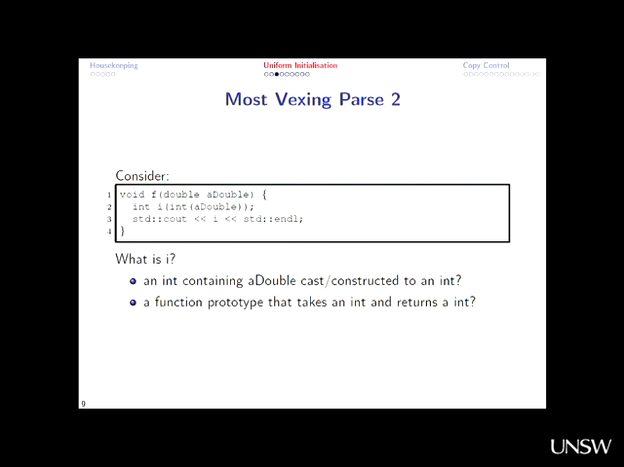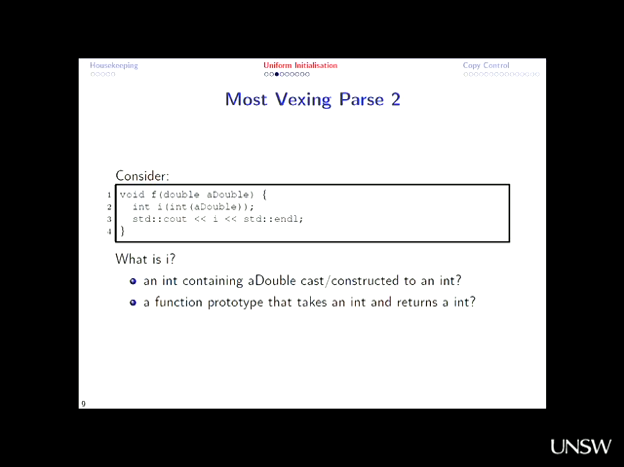Example 2. I have a function, void f, which takes in a double. I then say int I, so I want to create an integer I, and I want to cast that double to an int, and initialize that I with the double correctly cast to an int. I'm trying to do the right thing, I'm trying to do the cast here, and then I'm going to print it out. Same question as before. What is I? Is it an int containing a double, either cast or constructed to be an int? Or is it a function prototype that takes an int and returns an int?